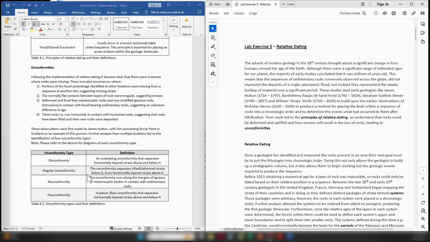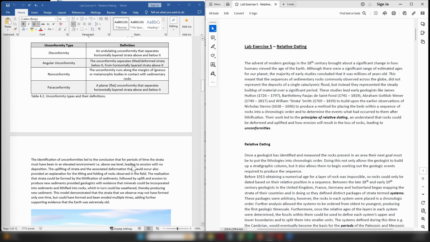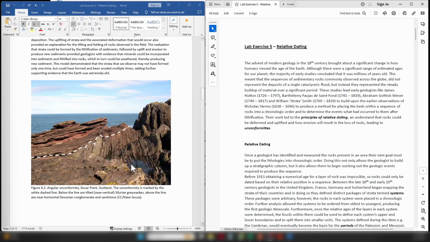And an angular unconformity is essentially a surface where you have tilted rocks below the unconformity and horizontal rocks above the unconformity. And actually, if I just drop down to figure 4.2, you can see the original example of an angular unconformity. So this is Siccar Point in Scotland, and the unconformity itself is marked out here by the dashed white line. So you can see below the dashed white line, you have a sequence of vertical Silurian greywackes, and you can see the layering right here.